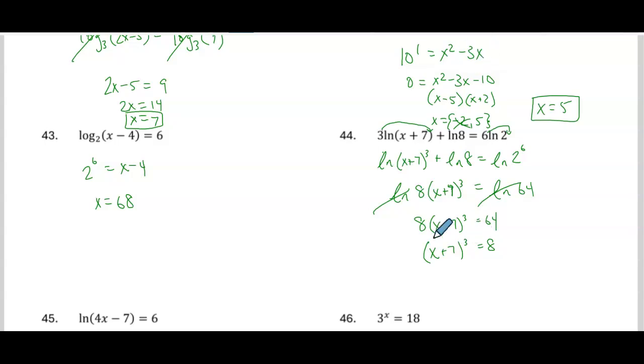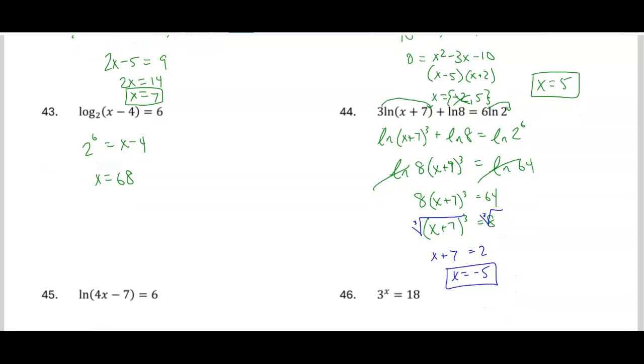Right? So if I cube root both sides, cube root takes away cube. Cube root this side, I just get 2. So I have x plus 7 equals 2. Subtract the 7. X is negative 5. Go back and check it. Negative 5 does not create a negative log, so we're good.